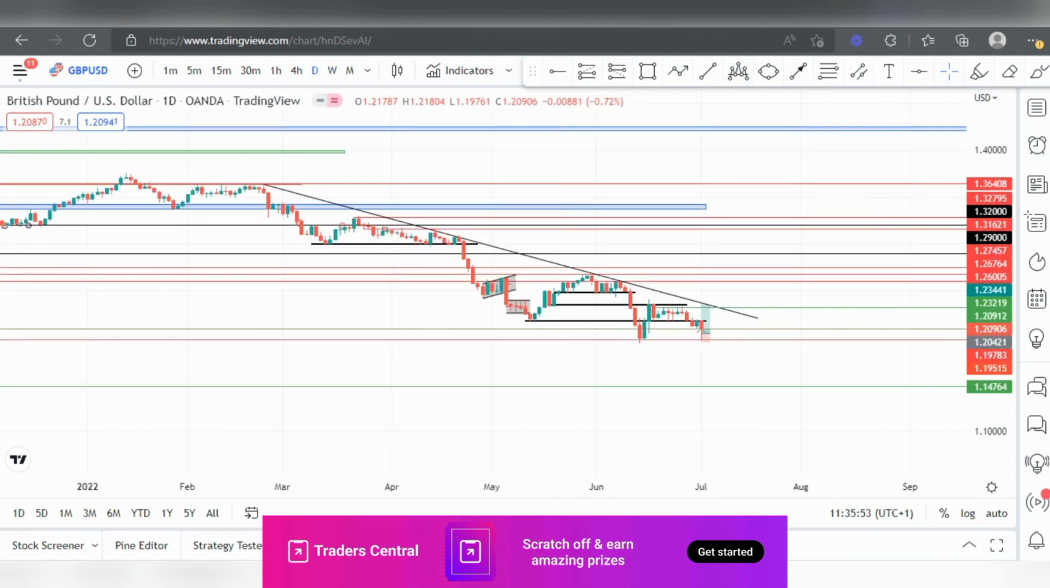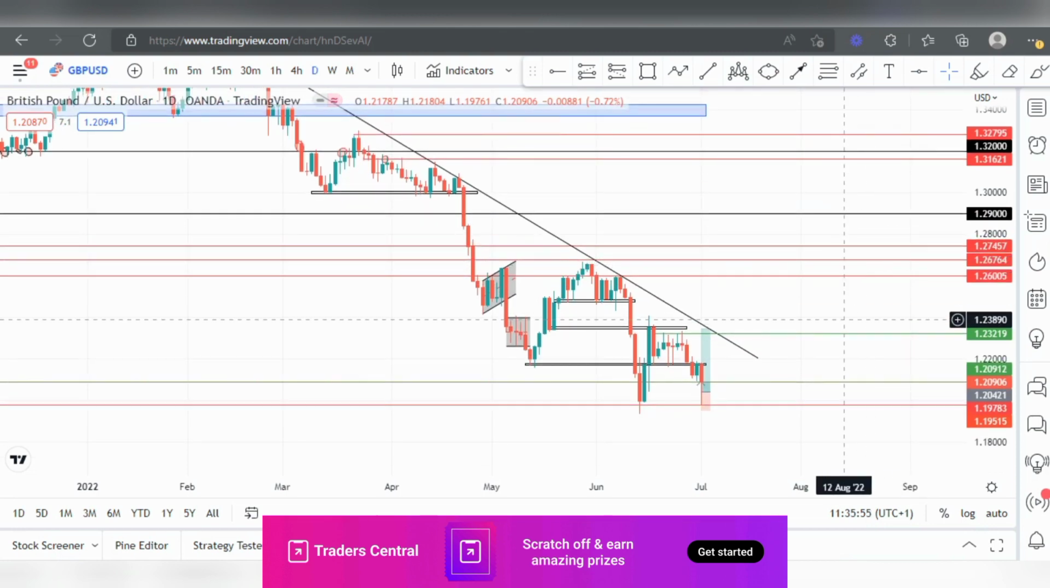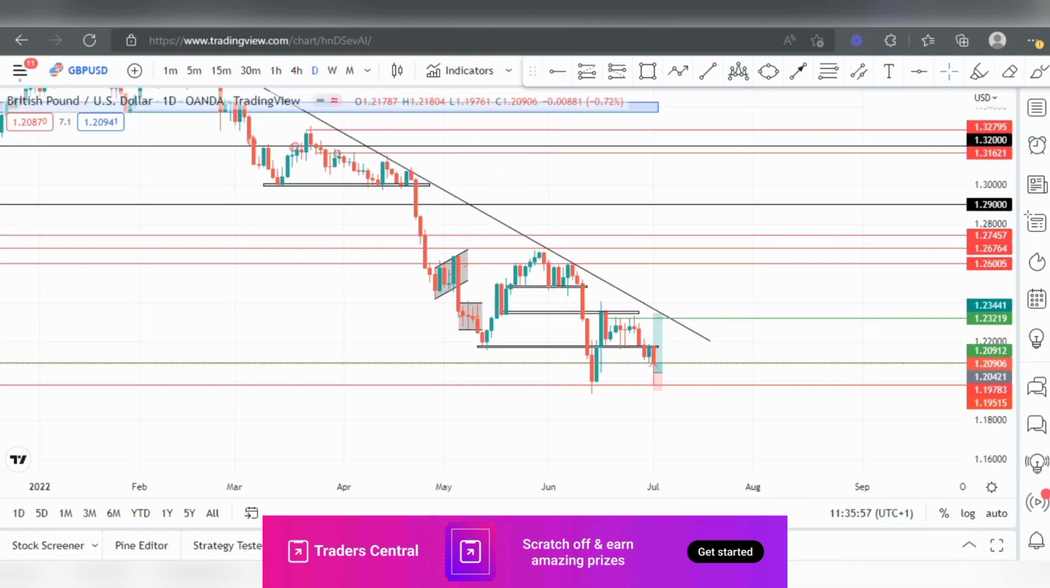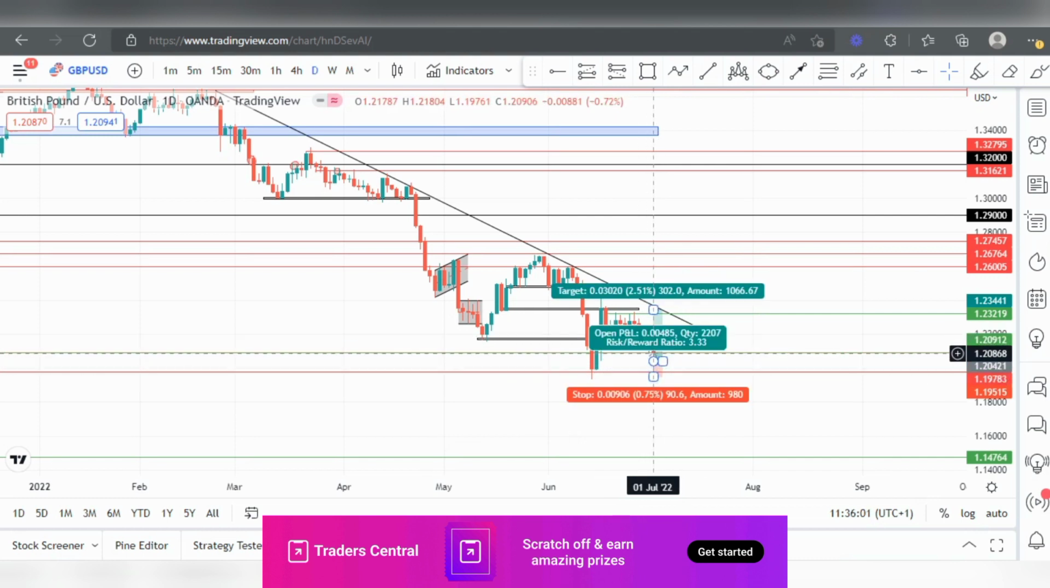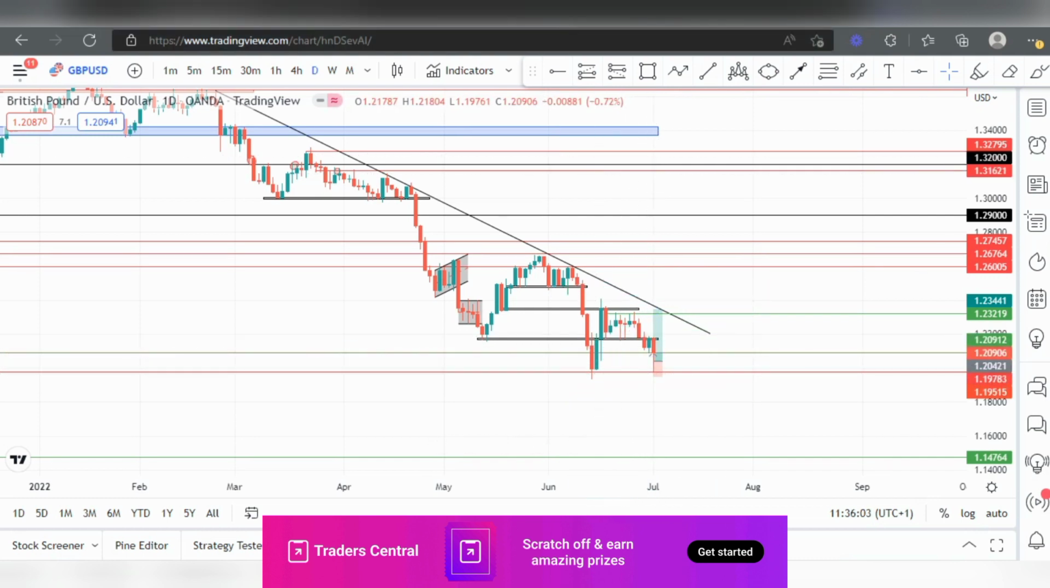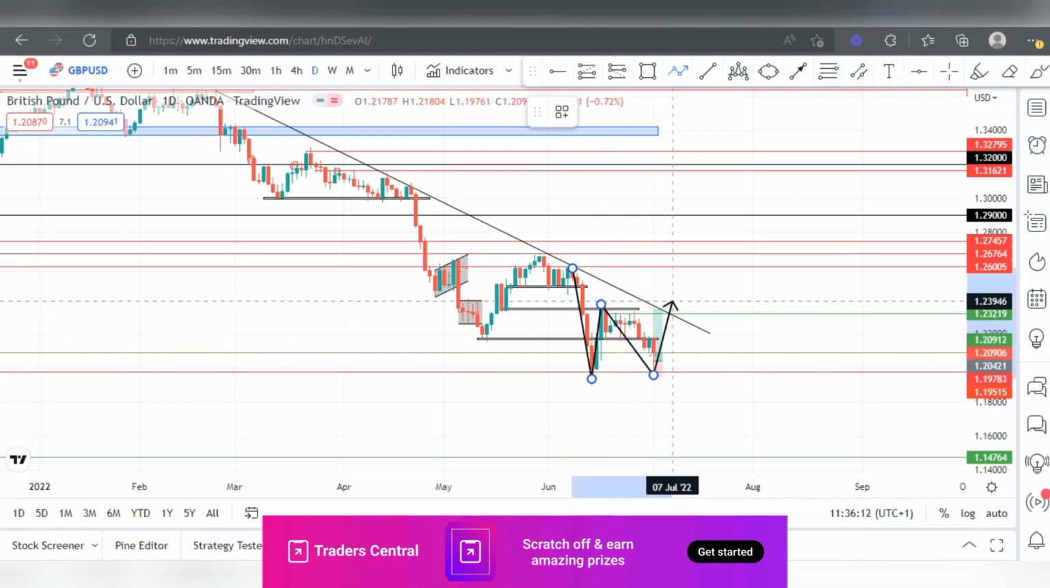If we go down to the daily time frame, we can see there was this lovely rejection of this support area, which looks to be forming a double bottom pattern over here. We'll see if price would continue all the way to the neck of this double bottom pattern, that's this resistance area around the 1.235 area.